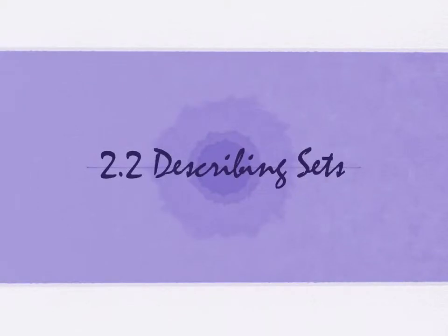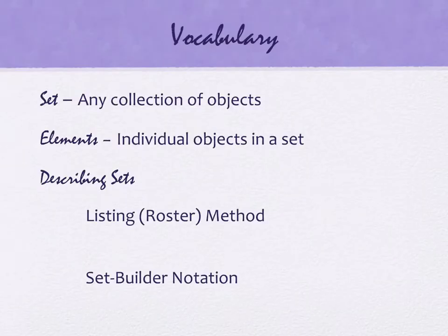Section 2.2 is titled Describing Sets, and we're going to need to define what even that title means, because that word is a new word for us in this class, the word set. So that's actually where we're going to start. We're going to start talking about what in the world is a set. A set is simply a collection of objects. Any collection of objects is a set.